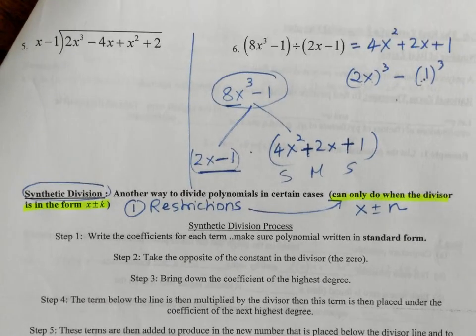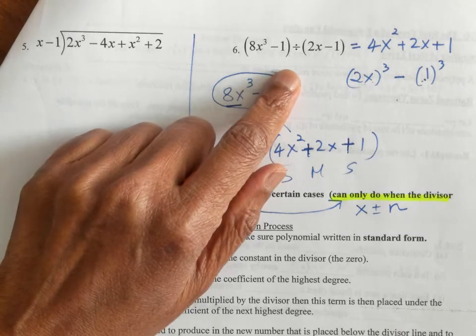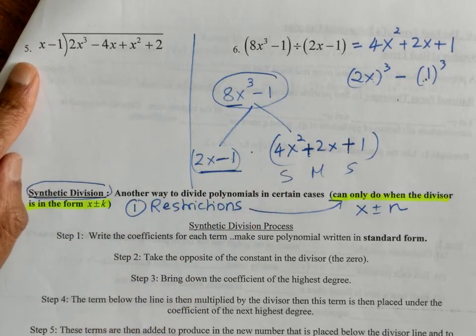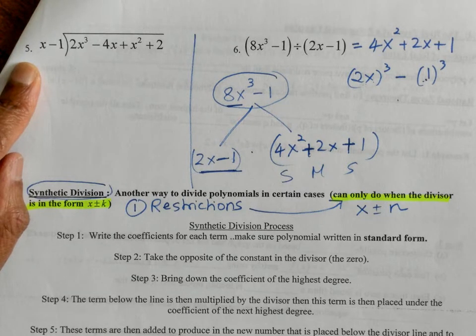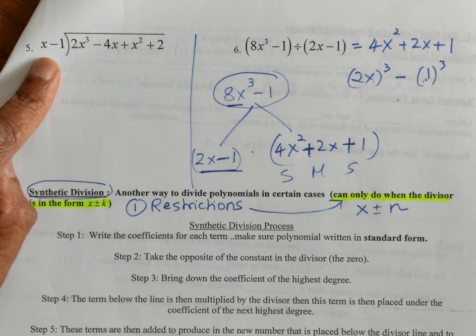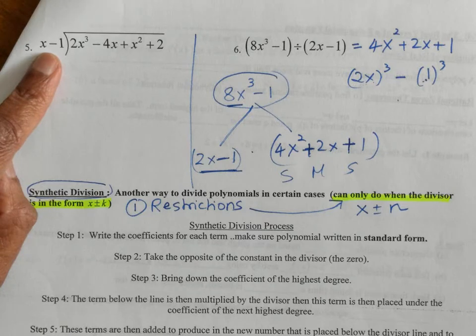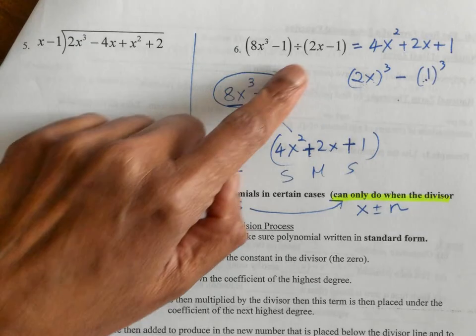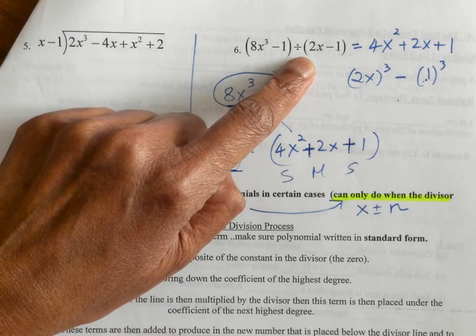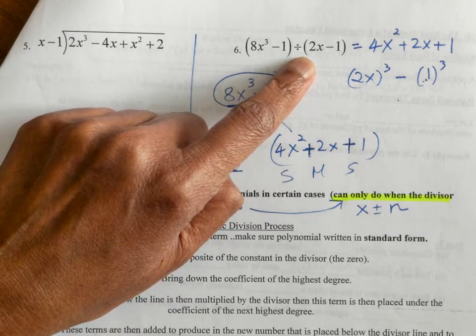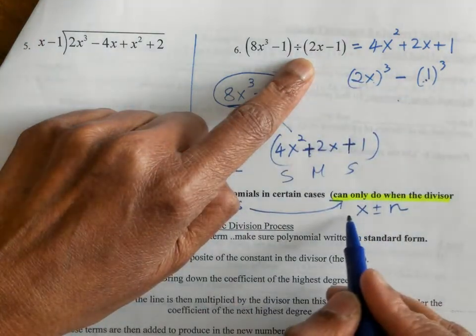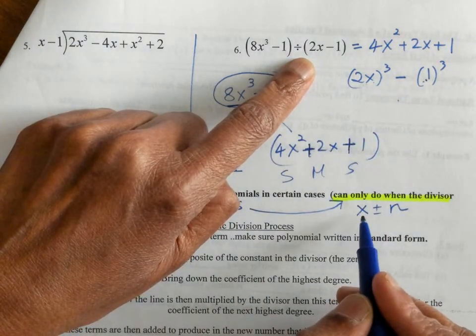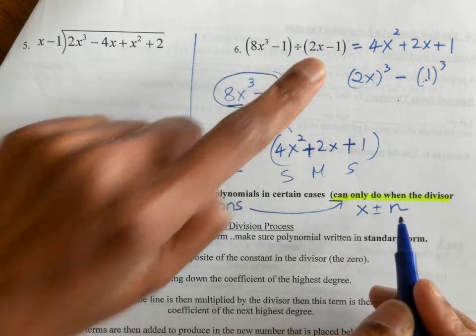If I go back and look at my problems 5 and 6, can I do synthetic division in number 5? What do you guys think? Yes, because this is of the form x minus some number. So whatever I'm dividing by has to be of this form, x plus or minus a number. Can I do synthetic division for number 6? No, because x has a coefficient. You see, x does not have any coefficient, it's just 1. So the minute it does not follow this form, you cannot do synthetic division.